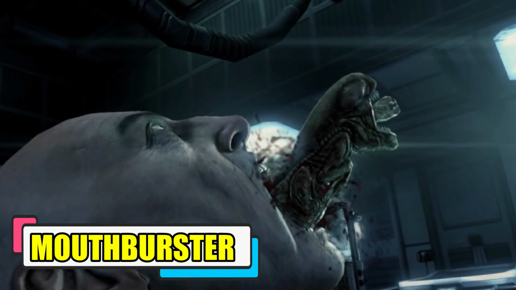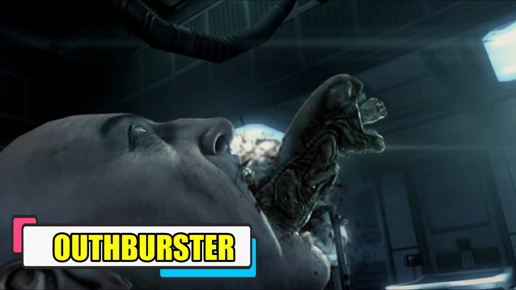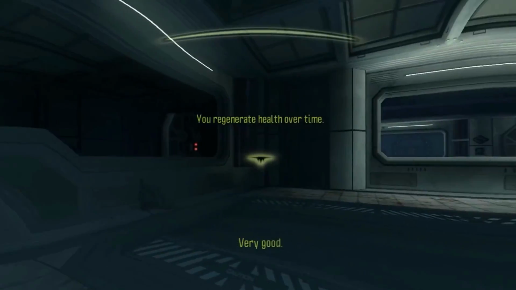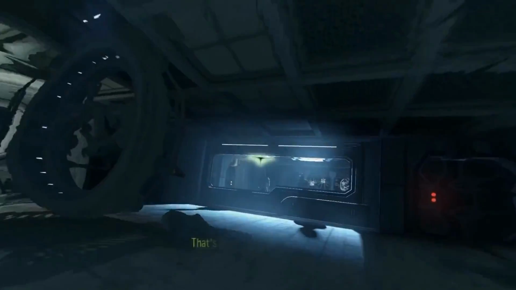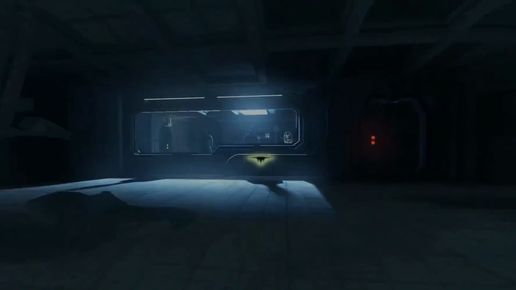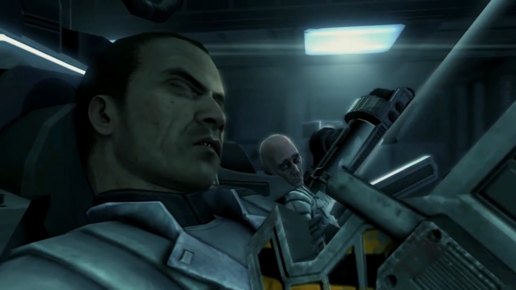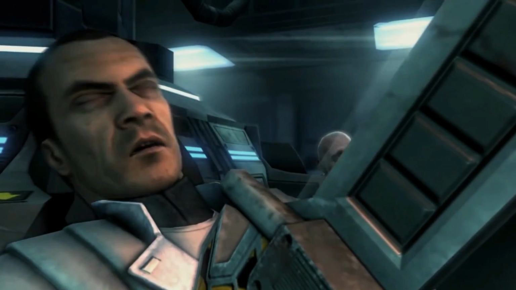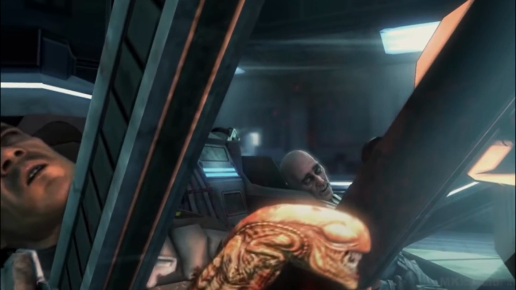Mouthburster. This particular Chestburster was seen in the first Alien vs. Predator video game. This first-person shooter enabled the player to go in as the aliens or the Predators or even the Colonial Marines. If you play as an alien, you will witness Chestbursters emerging from the bodies of two prisoners who are being experimented on.